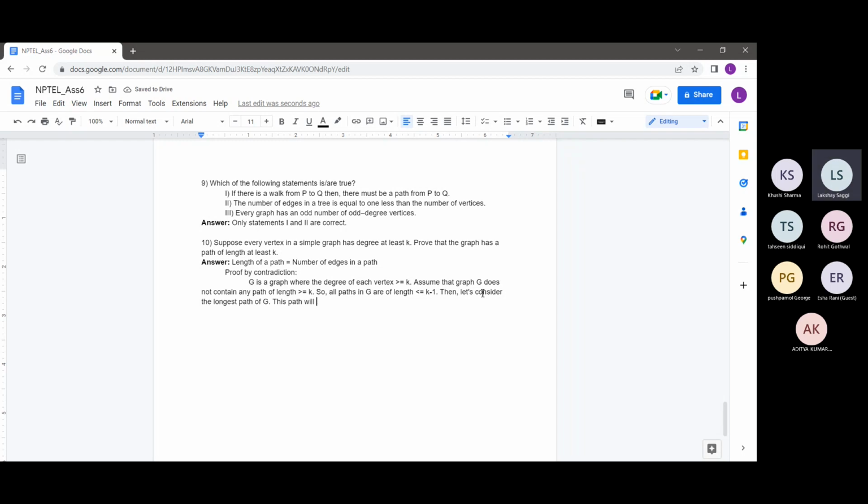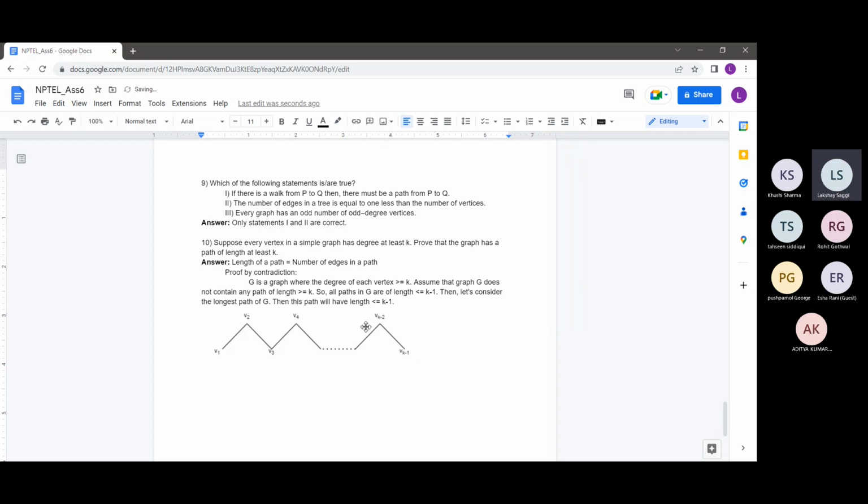So this path will also have length less than or equal to k minus 1. Since all paths are of length less than or equal to k minus 1, the longest path will also have length less than or equal to k minus 1. This is a very straightforward argument. So now let's try to see what this path will look like.